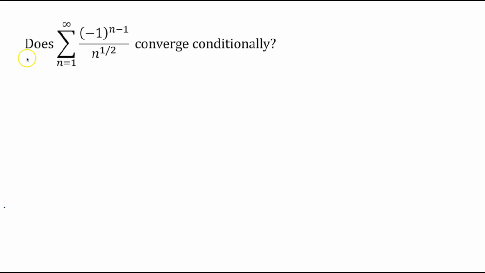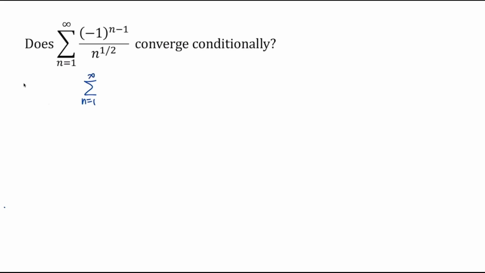All right, so we are now being asked, does the sum from n equals 1 to infinity of -1 to the n minus 1 over n to the 1/2 converge conditionally? In order to converge conditionally, we need that the sum of the absolute value diverges. Now, we already showed that, so I'm just going to recap it here.